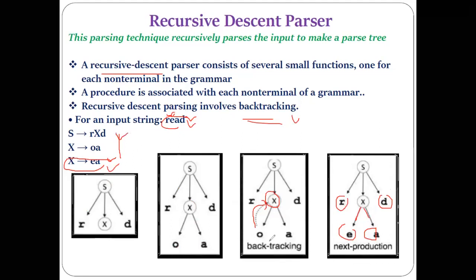But here we have to utilize the backtracking principle. And because of that, if the string is too long and the grammar is also too large, then we have to utilize production rules sequentially. And because of that, a lot of time consumption can happen because of this principle of backtracking. So that is the main disadvantage of the recursive descent parser. Because of that, it is not preferred in designing of the compiler.